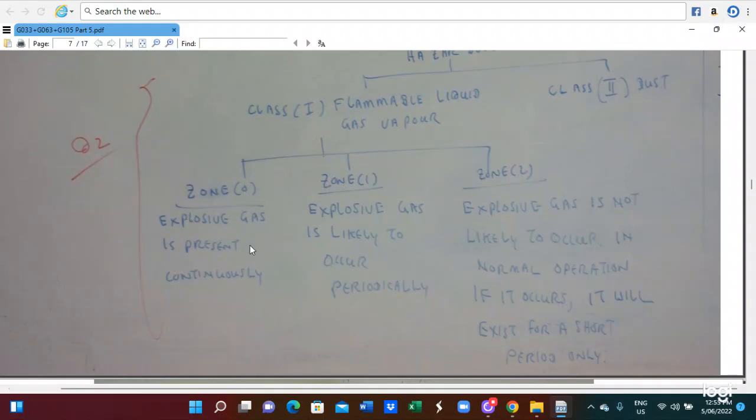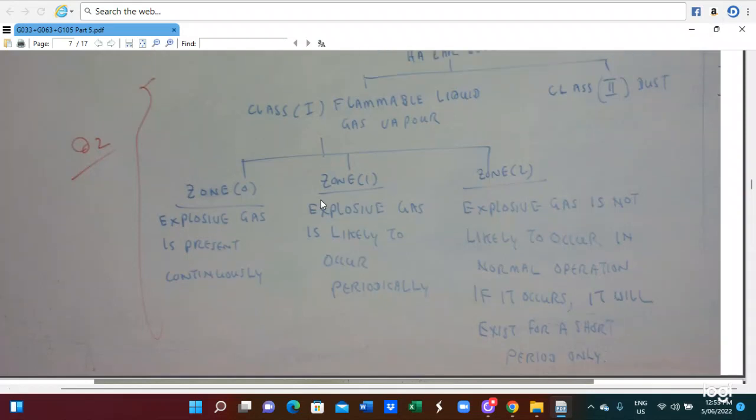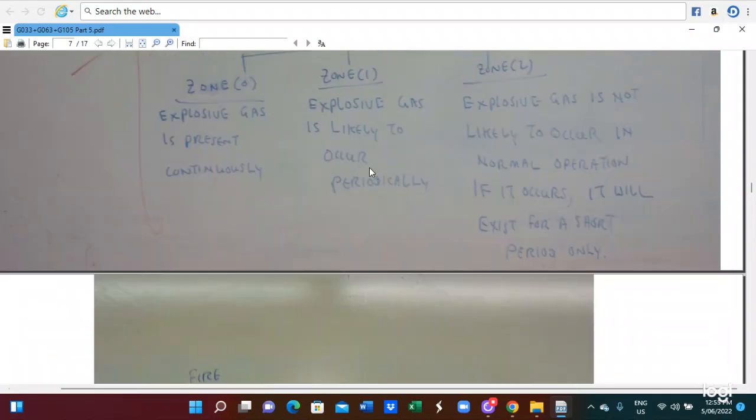Zone 0 is where explosive gas is present continuously. Zone 1 is where explosive gas is likely to occur, and zone 2 is where explosive gas is not likely to occur in normal operation. But if it occurs, it will exist for a short duration of time. And this is the hazardous area classification.